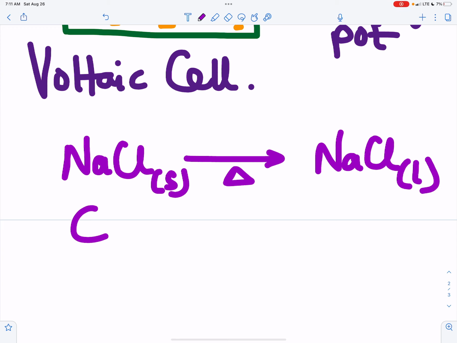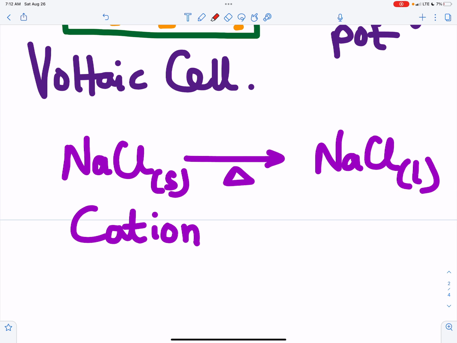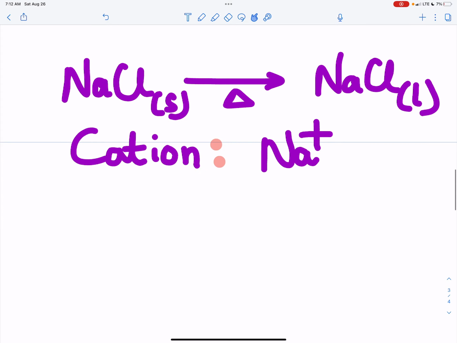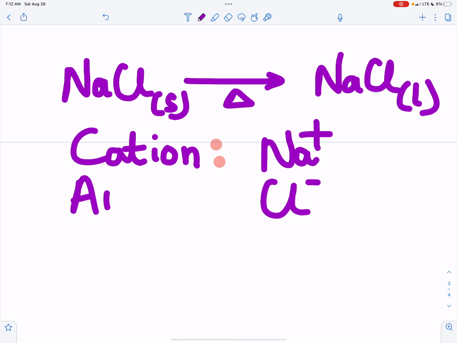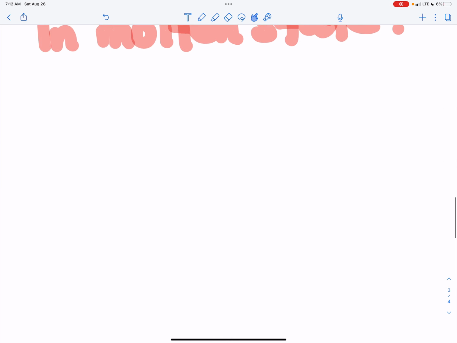In this case, there are two ions. When sodium chloride is in solid form, there will be no ions at all because it will not dissociate. But when you heat it and it melts into liquid, it will produce two ions. The cation produced will be Na+. It will dissociate to give you Na+ and Cl- as the anion. That's in the molten state. When sodium chloride is in the molten state, there will be two ions present, Na+ and Cl-. Let's now look at what happens when sodium chloride is in the aqueous state.